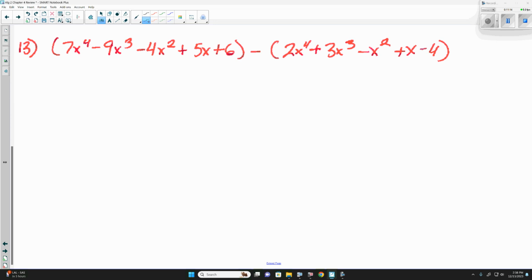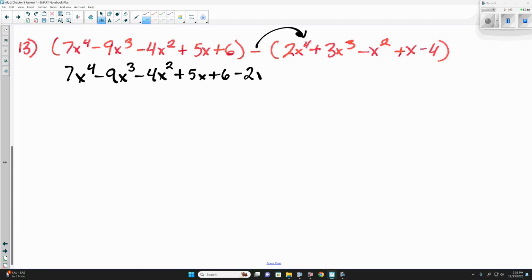Now with 13, the first set of parentheses, the one that does not have a sign in front of it, we're going to just drop the parentheses. Since there's no sign in front of it, we can just drop the parentheses because really we're just multiplying through by positive 1, and multiplying by positive 1 does not change a thing. Now the other set of parentheses has the negative sign in front of it, and we have to distribute it through that entire set of parentheses.